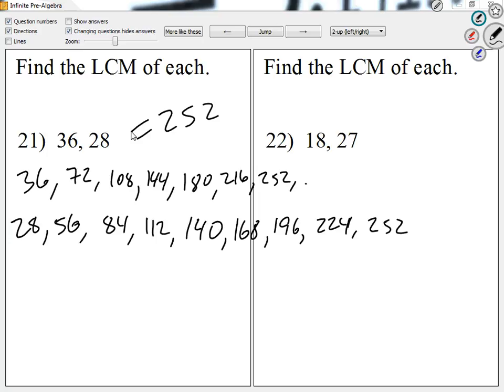Another way of doing this, looking at the prime factorization of 36, I'm going to get 2 times 2 times 3 times 3. All right, we know we break that out as 4 times 9, and so this is 36.